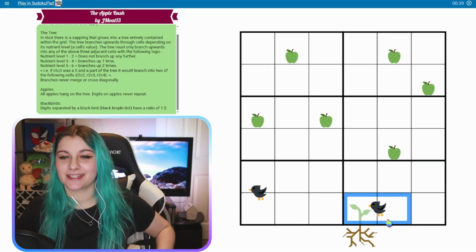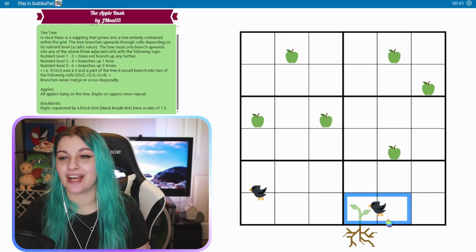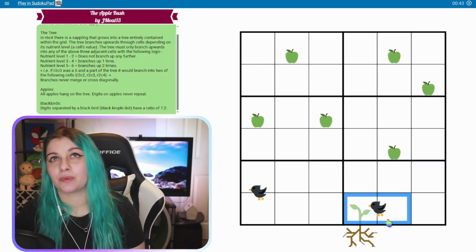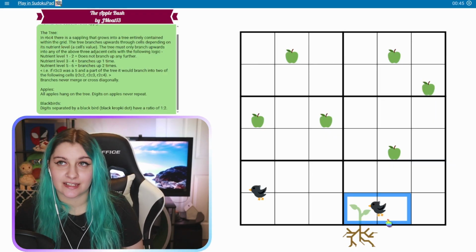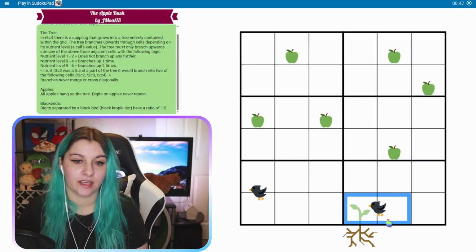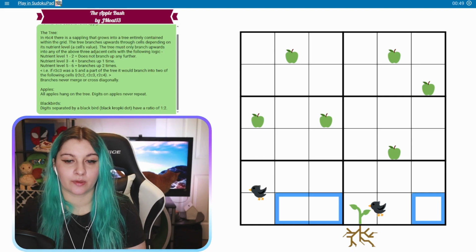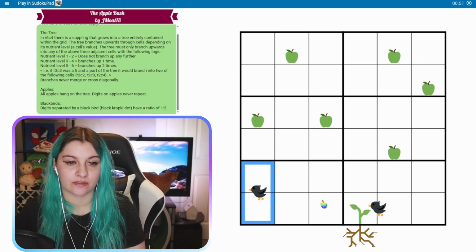Black Kropke on a 6x6 just means this can't be a 5, right? Could be a 1 or a 2, could be a 2 and a 4, could be a 3 and a 6, but there's no way that a 5 works. So 5 is going to go here somewhere. This does also see this.